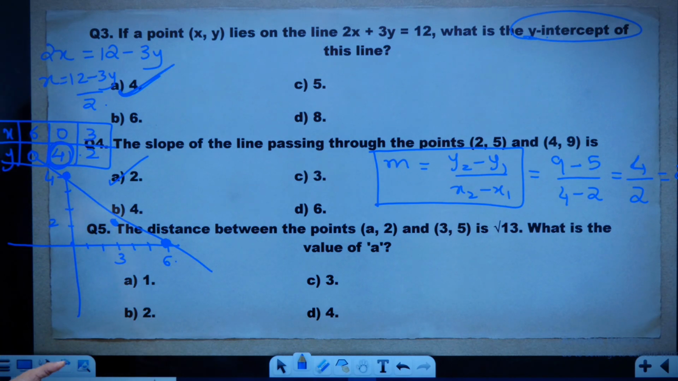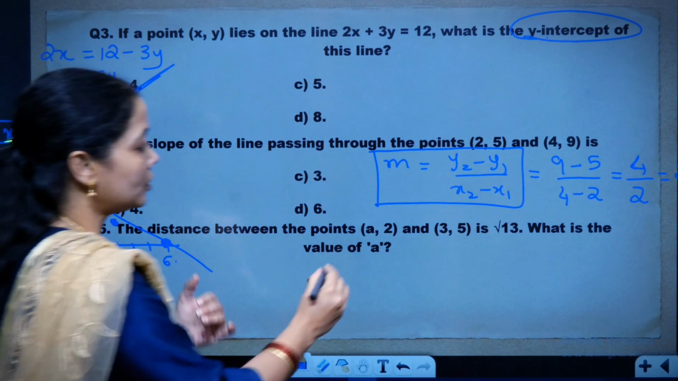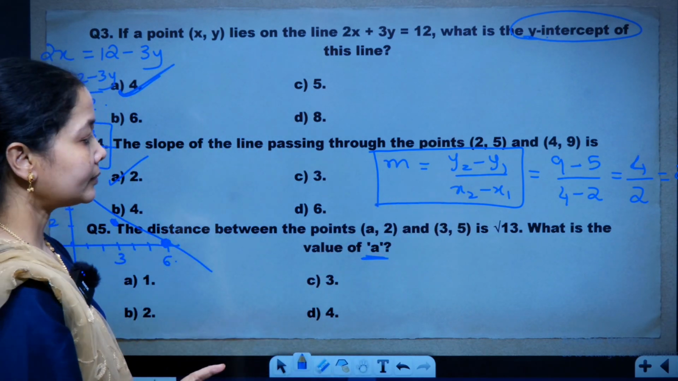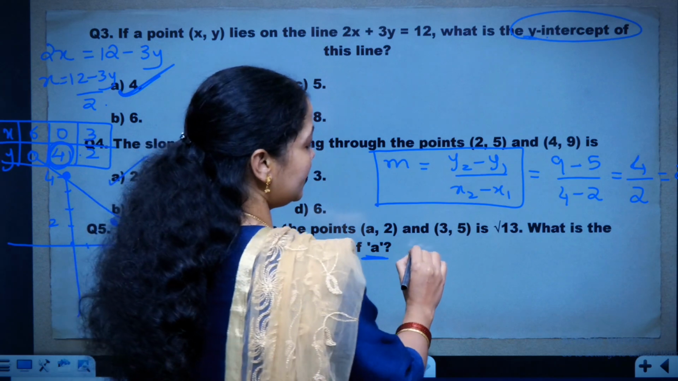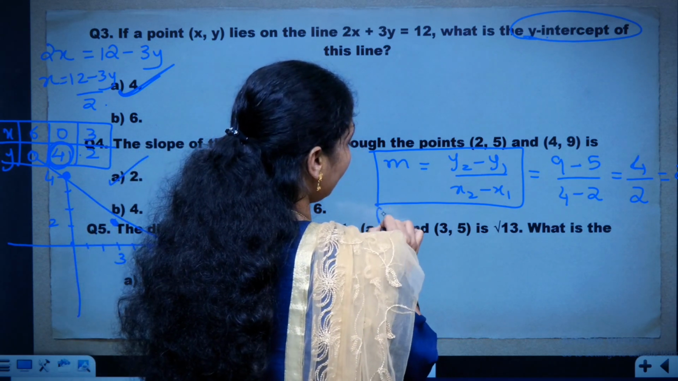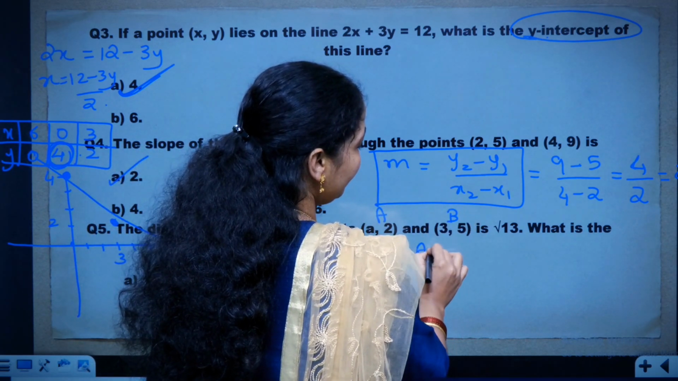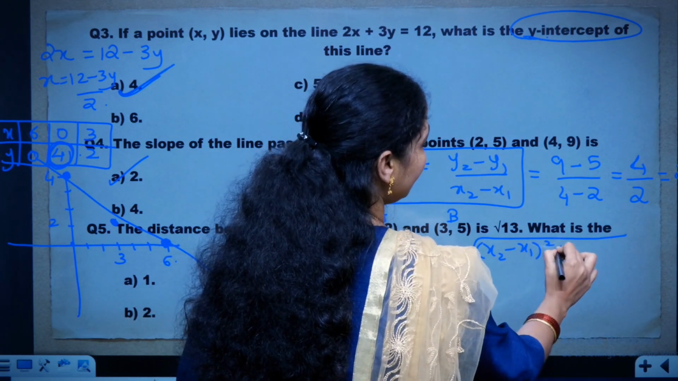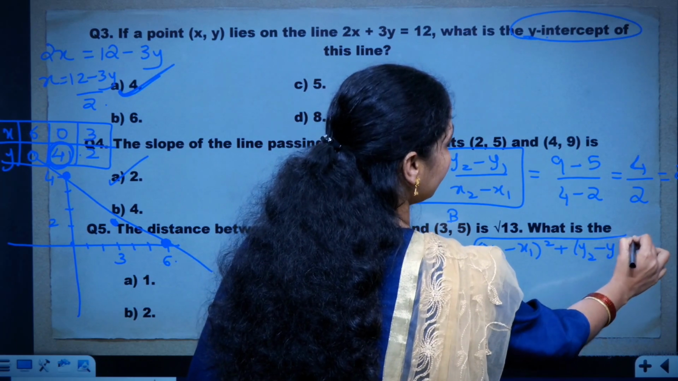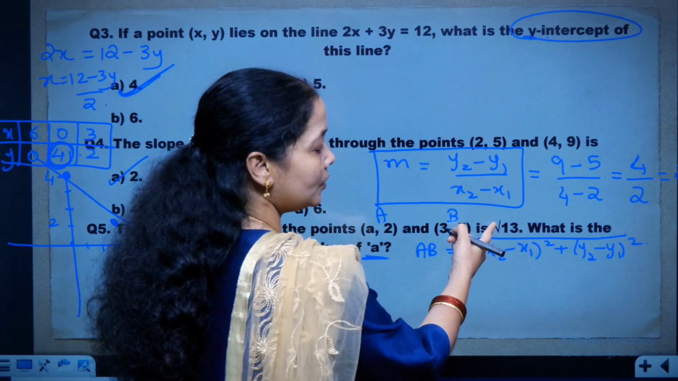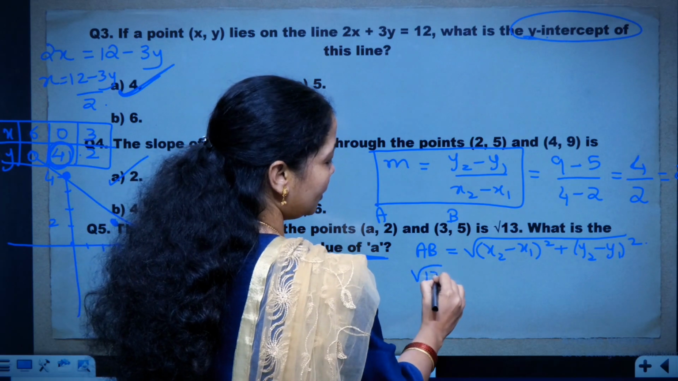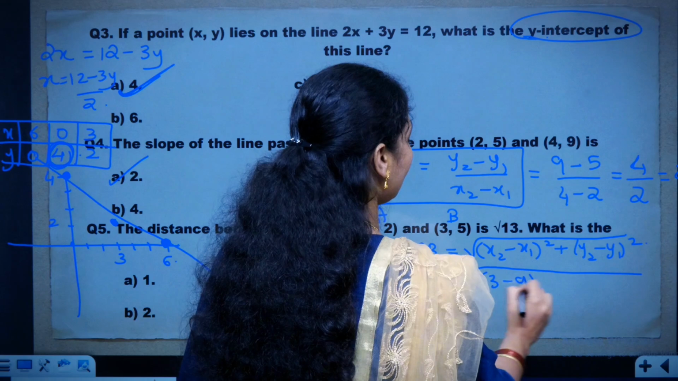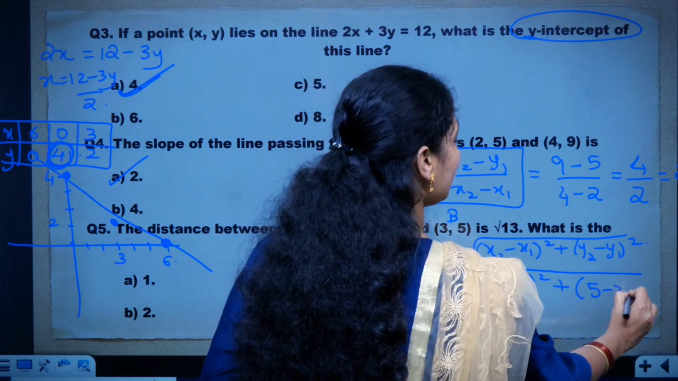In the fifth question, they are asking me to find the value of the unknown component called a, for which the distance is given to be root 13. So I will use the distance formula. If I take this point as A and this point as B, AB will be equal to the square root of (x2 minus x1) the whole square plus (y2 minus y1) the whole square. This is the formula. Now they have given me the value of the distance, that is root 13. Root 13 is equal to the square root of (3 minus a) the whole square plus (5 minus 2) the whole square.